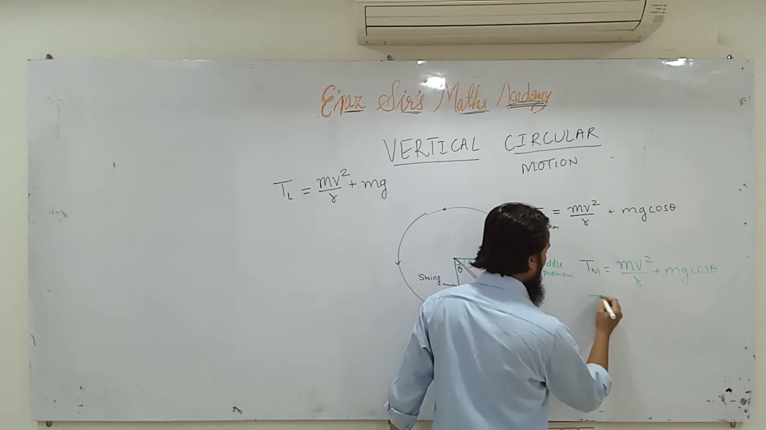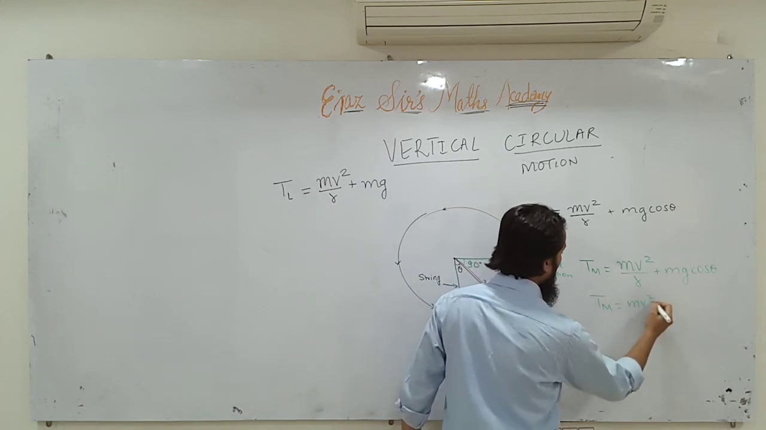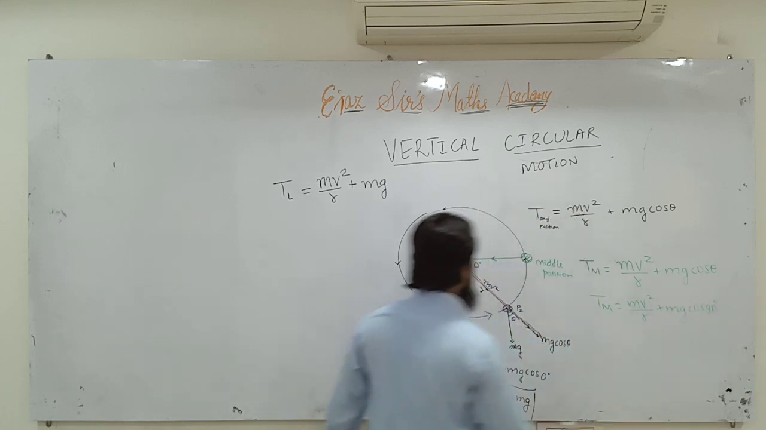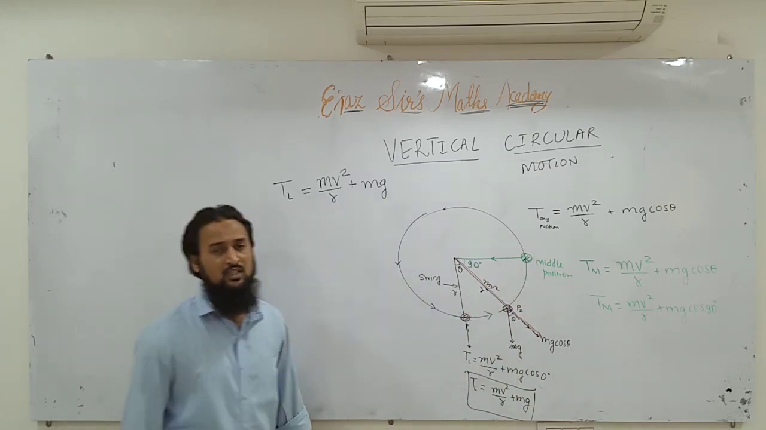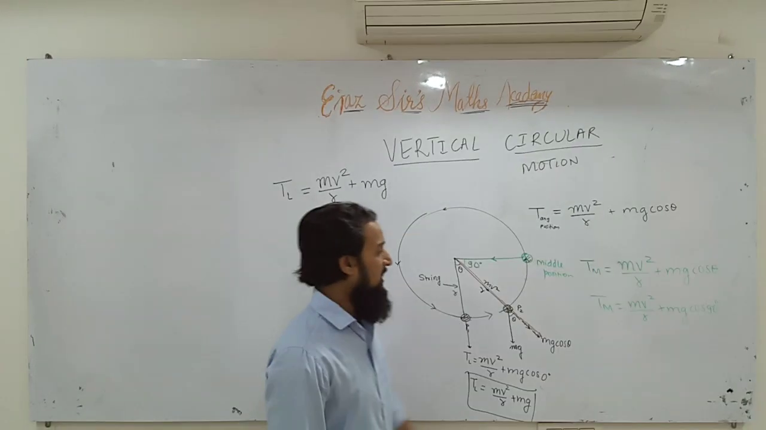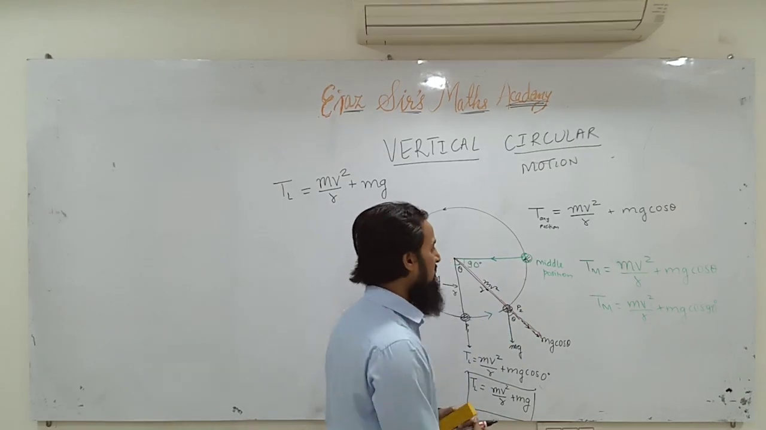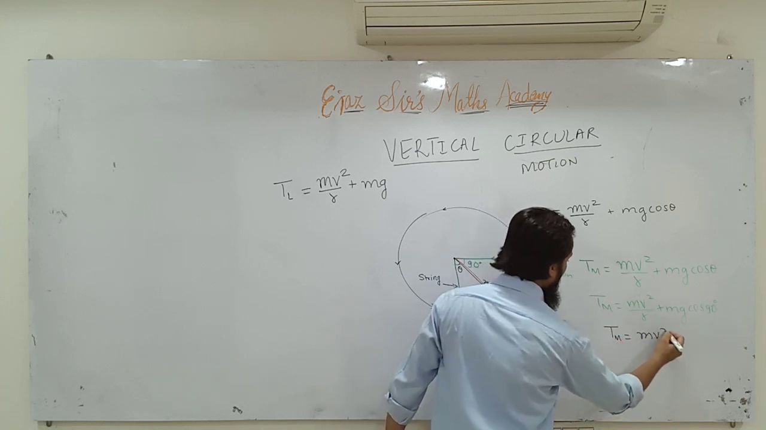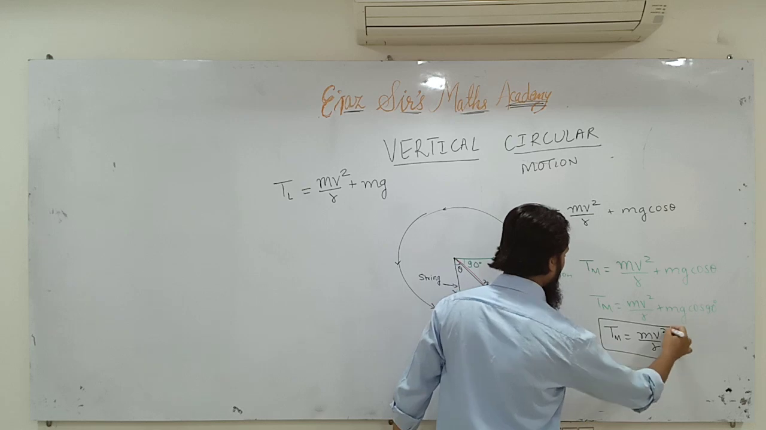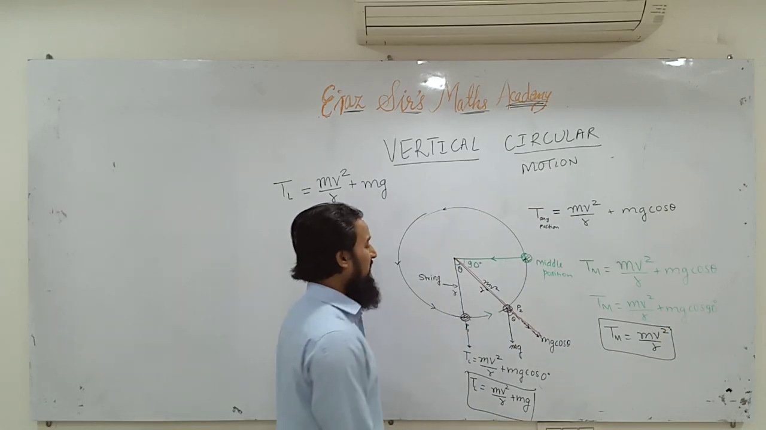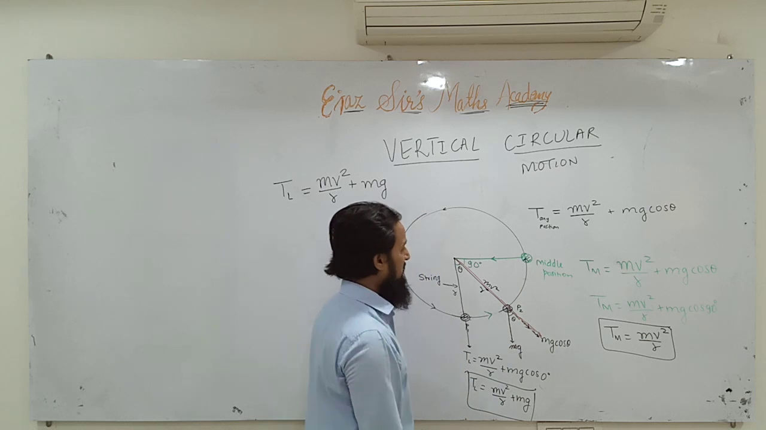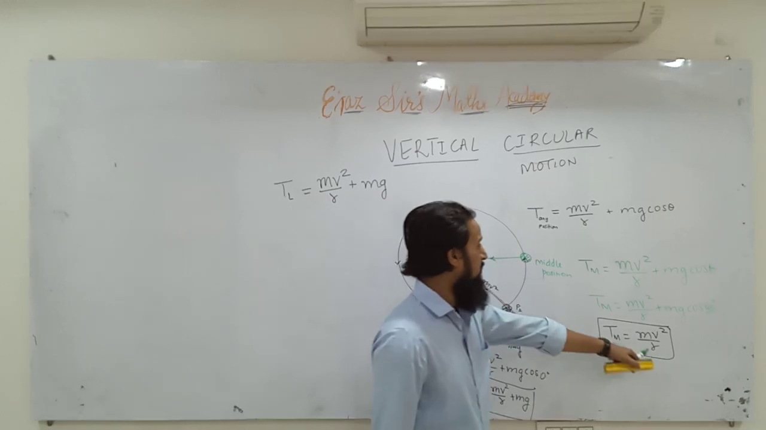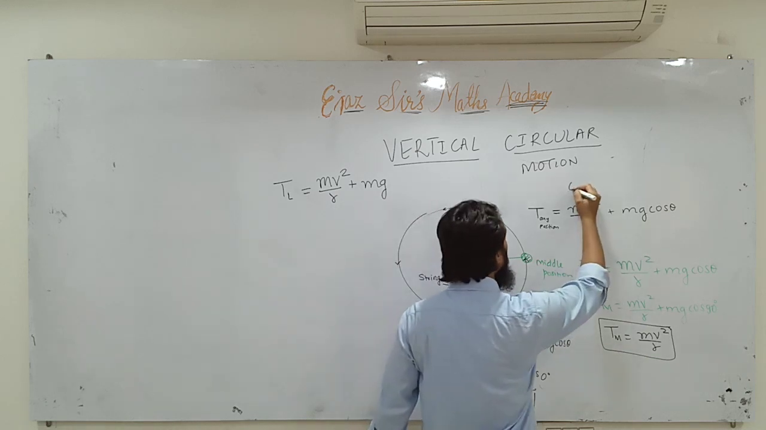So we can write tension at the middle position is equal to mv square by r plus mg cos 90. How much is the angular displacement of the stone at the middle position? 90 degrees. Therefore, we can write mg cos 90, and how much is cos 90? 0. So the tension in the string at the middle position will be only mv square by r. There is no role of the gravitational force here. The weight of the stone will not play any role here. The string has tension only because of centrifugal force. What is this mv square by r? This is centrifugal force.